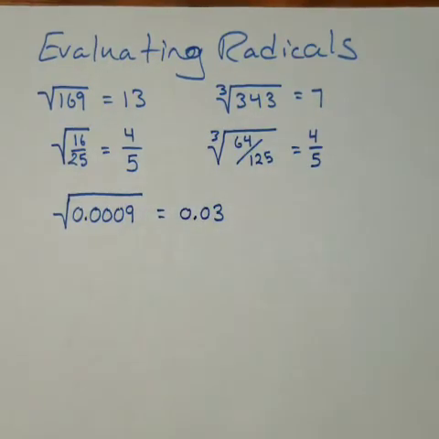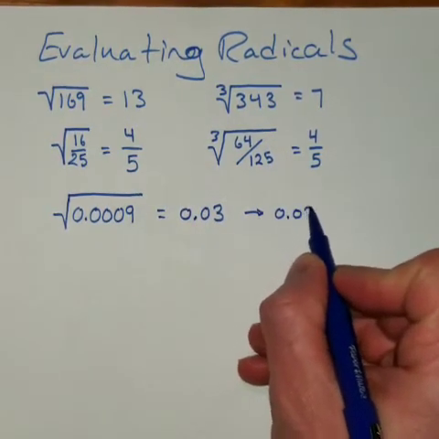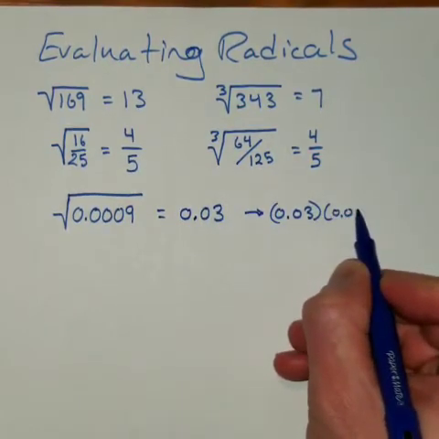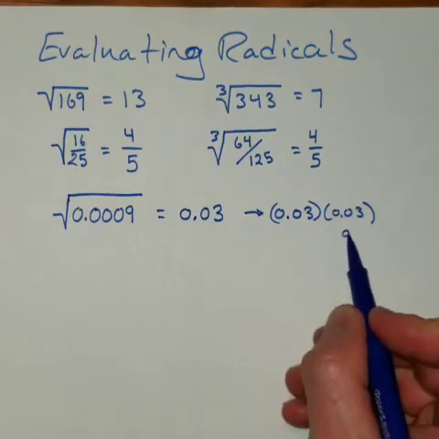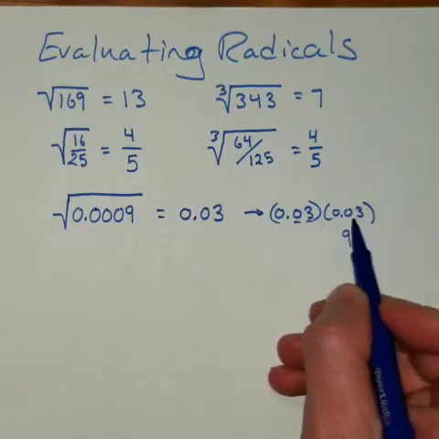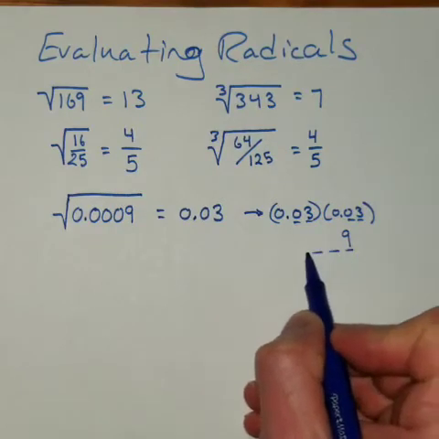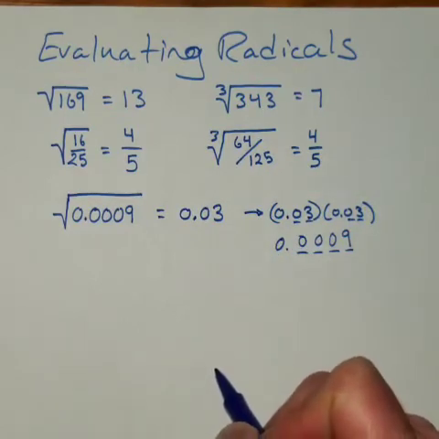And the reason that makes sense again is because 0.03 multiplied by itself would essentially have 3 times 3, which is 9, and then 1, 2, 3, 4 decimal places. So you need 1, 2, 3, 4. That will give you the correct number of decimal places.